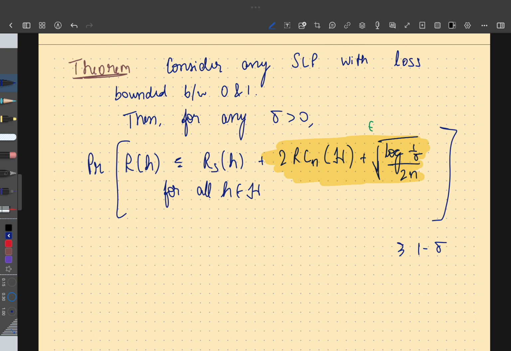Is there a difference if you put the for all h belongs to H inside the bracket and outside? Yeah, it does. Yes, it does, right?